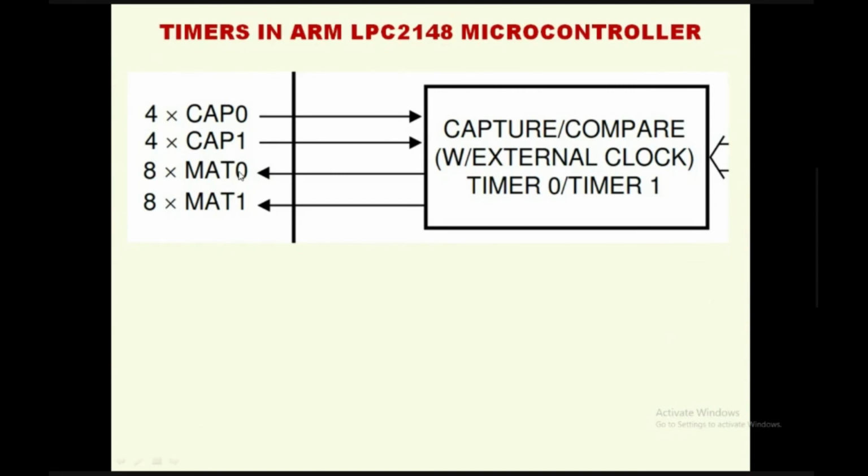Similarly, there is a match register. So whenever the timer value matches with the match register, it produces a transition in the pin. That's why the arrow mark comes out. Okay, so it generates PWM, it measures PWM. That's why. Okay, because there are two timers, so match 0 and match 1.